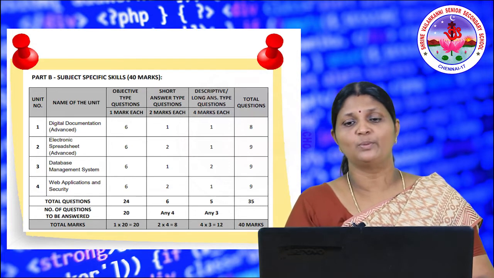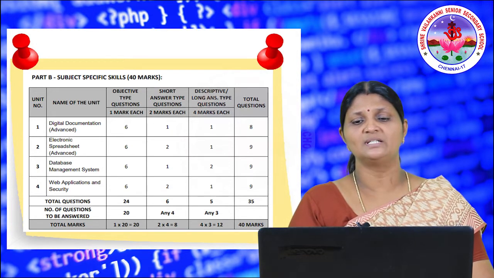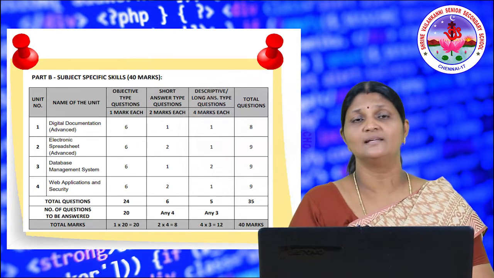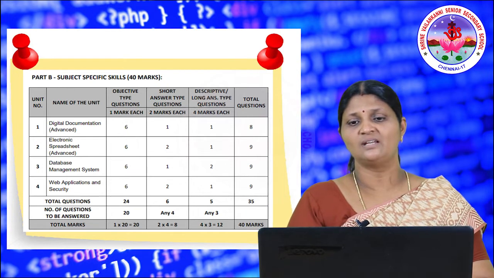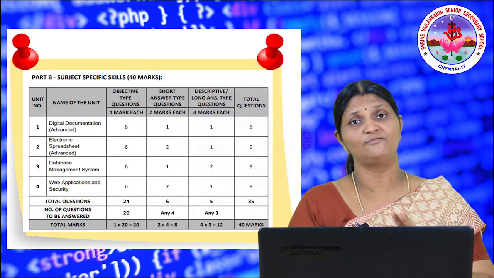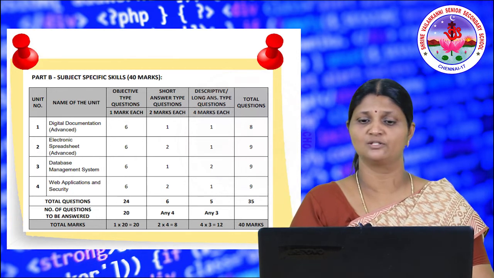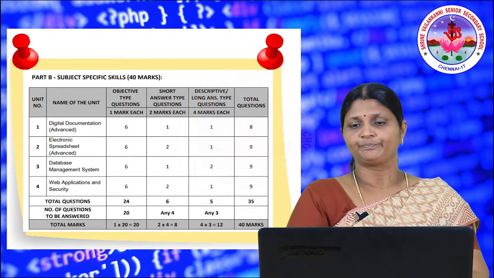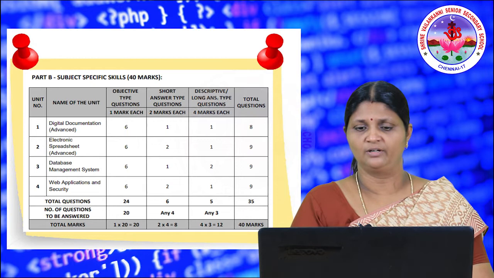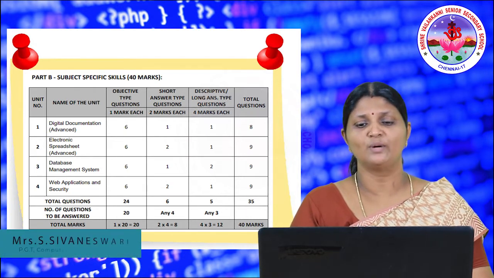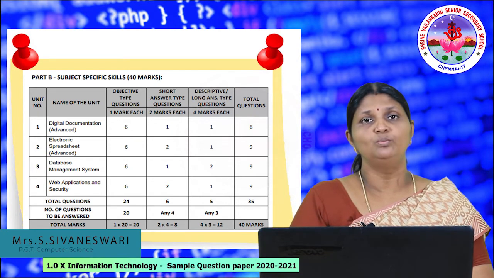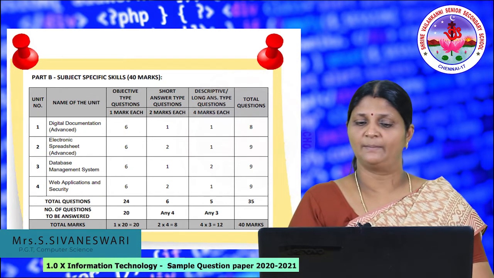Next is descriptive questions. Here each and every unit has 1 question, except database management system, which has 2 questions. Each question carries 4 marks. Totally it is 12 marks. So total questions 5, out of which 3 are to be answered. So 4 into 3, 12. The total number of questions in part B is 35, out of which we are going to answer only 27 questions. So this is the blueprint of the sample question paper.